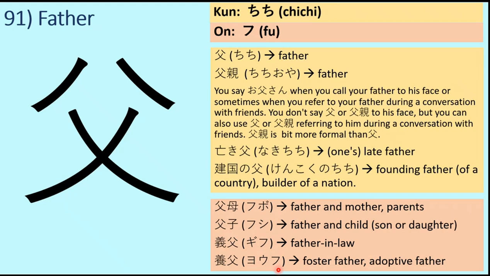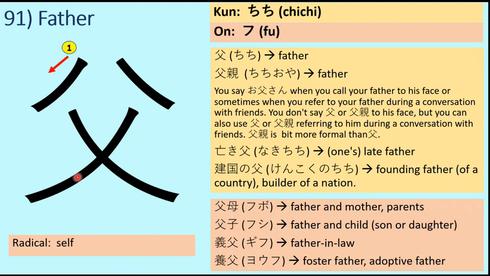So these are some of the terms or compound words formed using chichi and fu, and there are many more such, but these are the most basic ones. Now, this character is a radical in itself. There is no other kanji character involved in this. And now let's look at the stroke order.